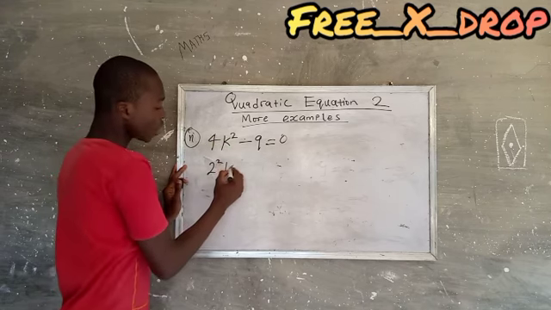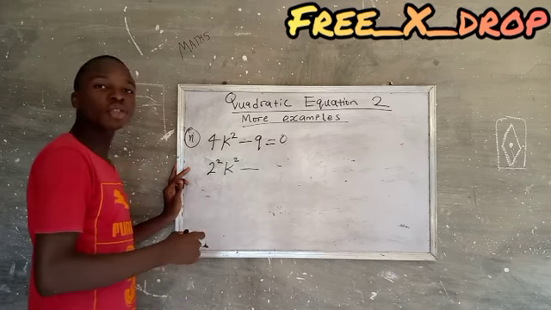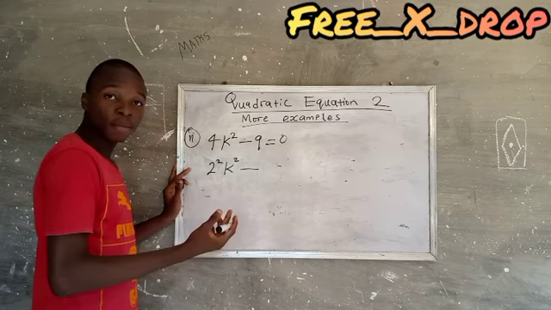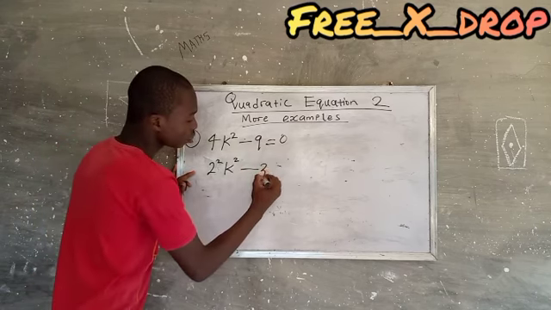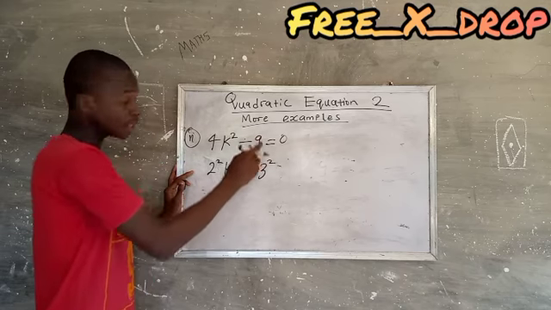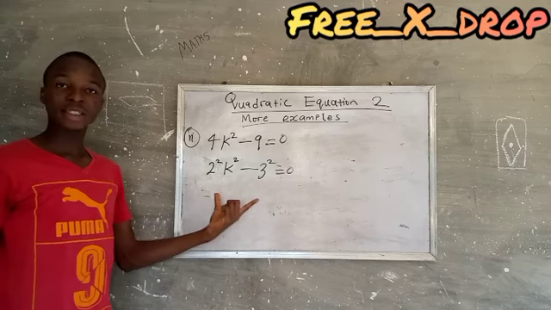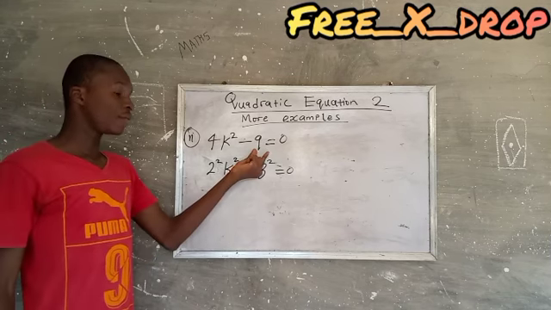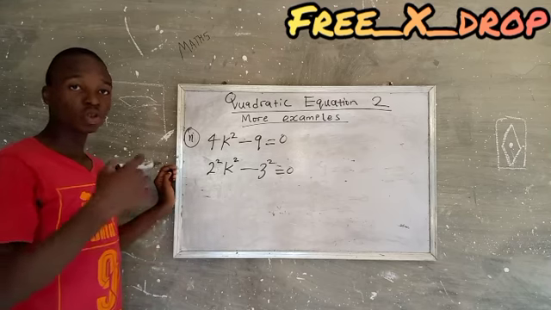Now you have k squared, so there's no conversion there, minus 9. Which number will you square that will give you 9? It's 3. 3 squared is equal to 9. Then equal to 0. Now that we have successfully converted these numbers to numbers that have square, what do you do? You simply use your difference of two squares.